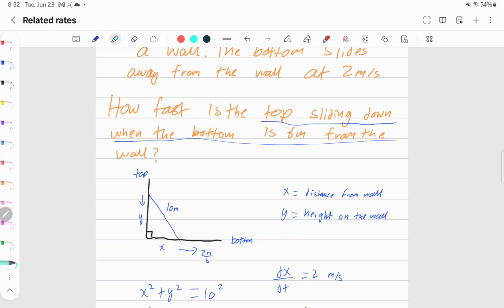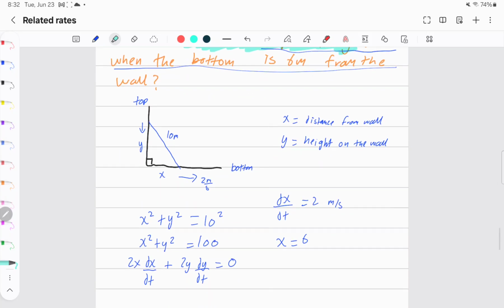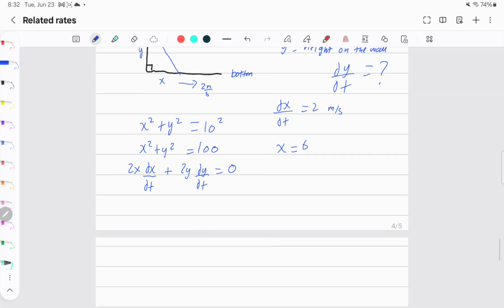So, in other words, this is our thing. How fast is the top sliding? What is the top? Top is y. So we need to find dy over dt. And that's it. Now you have solved the puzzle. It's all replacing the thing.